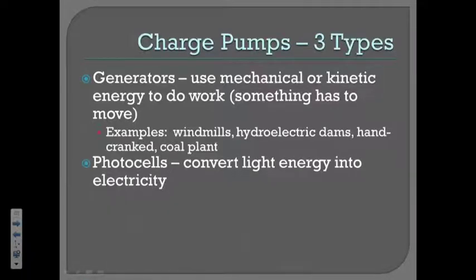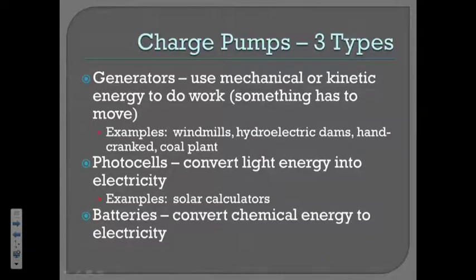Then there's also photocells. These are things that take light and turn it into electricity. And if you're thinking, oh, that sounds like a solar panel, that's correct. Your calculators in the classroom generally have little tiny solar panels on them, and those are photocells, and they convert the light from the lights into electrical energy. And then we also just have our normal batteries, like what I was talking about earlier. They have chemicals inside of them, and those chemicals are converted into electricity.